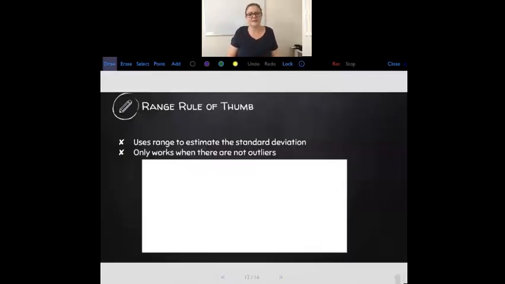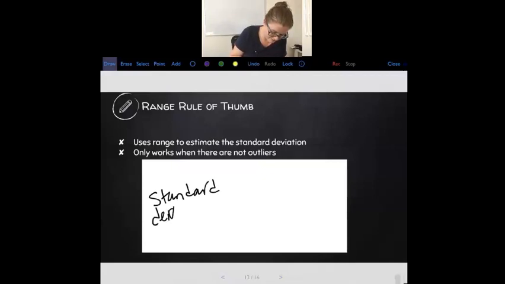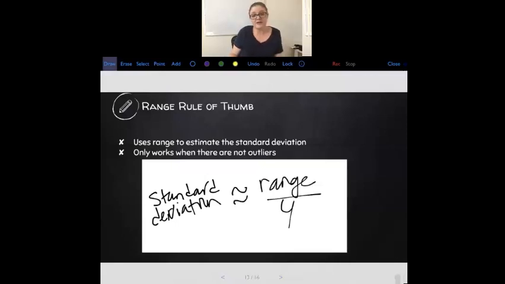Last thing that we'll talk about is the range rule of thumb. And what this does is it uses the range to estimate standard deviation, and it really only works when there are not a lot of outliers. Okay, so our range rule of thumb is that our standard deviation is about equal to the range divided by 4.